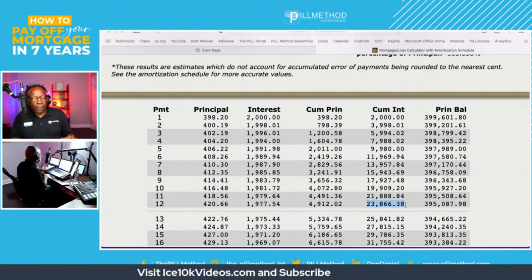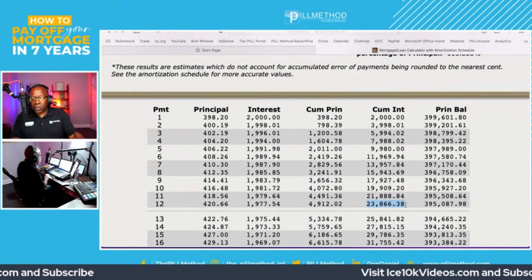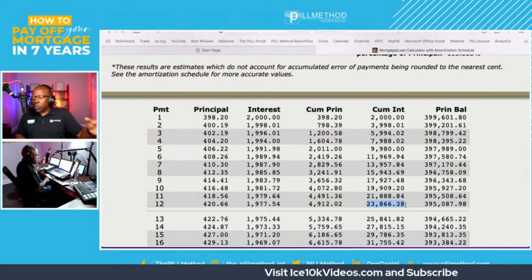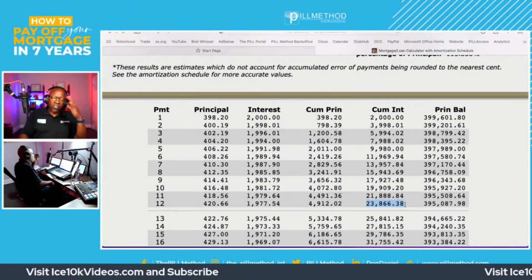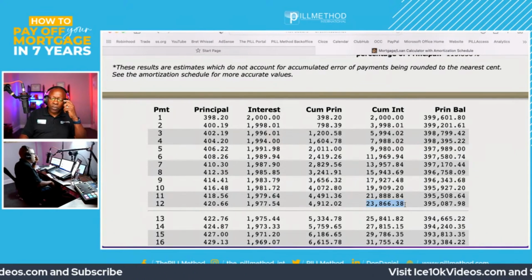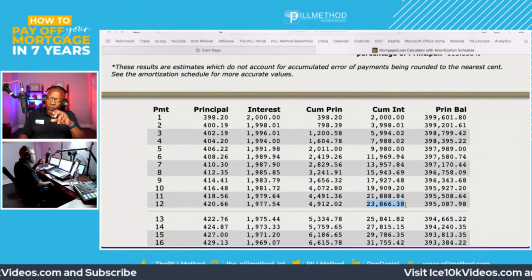So here's my question. Do you have to pay the $4,912 that you're eventually going to give the bank? Do you have to give it to them in 12 monthly installments? Think about it. Do you have to give it to them in 12 monthly installments? Now, I'm not recommending this. This is just food for thought.